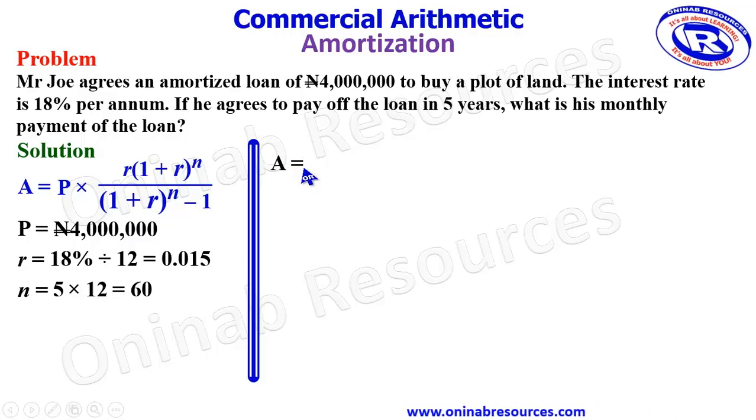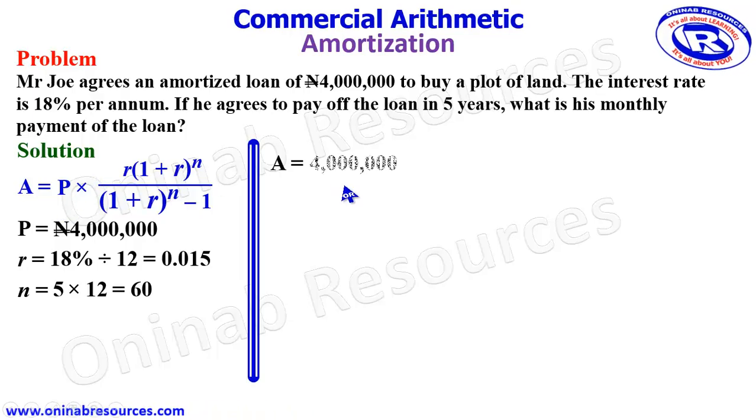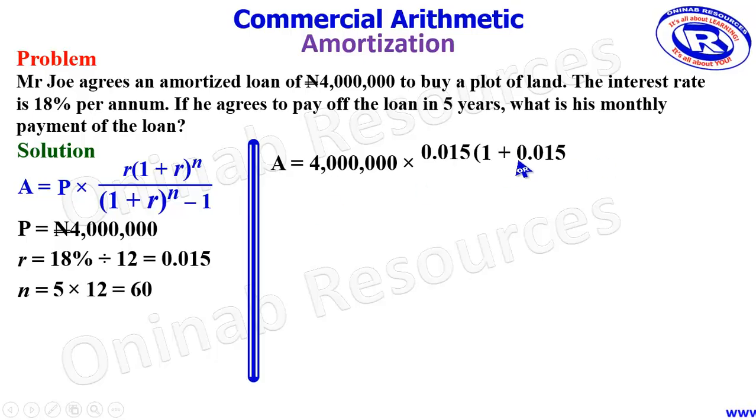So we have our P, which is 4 million naira, then multiply by our R, and our R is 0.015. Then open bracket 1 plus 0.015, then raised to power 60 since our n is 60. Then divide by open bracket 1 plus 0.015, close the bracket, raised to power 60 minus 1.